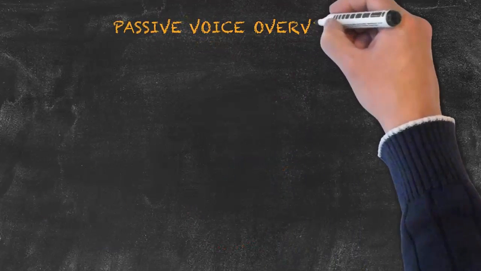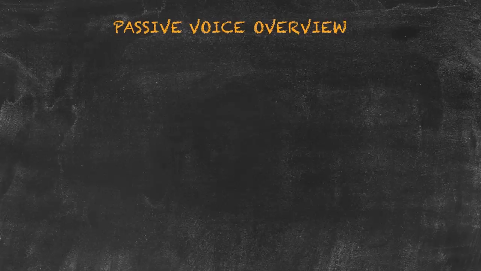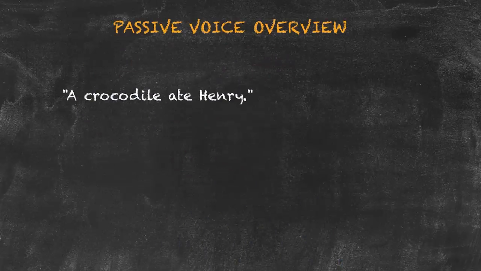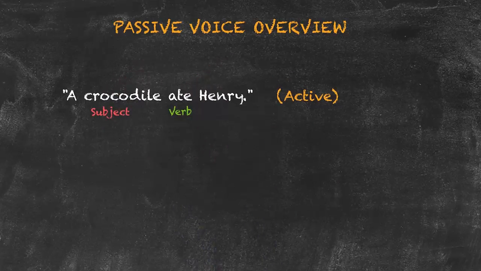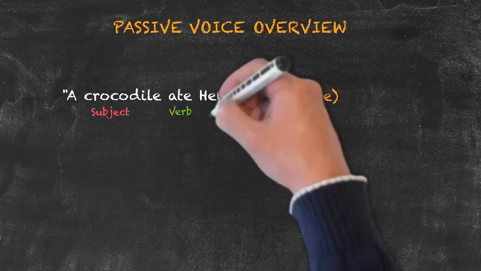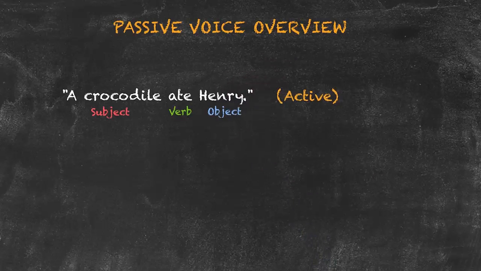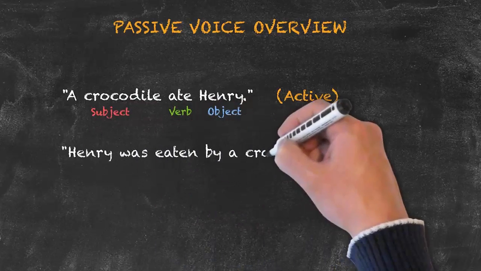To recap the passive voice, we can see in our example sentence, a crocodile ate Henry, that this is the active voice. It has the order, subject, plus verb, plus object. Crocodile being the subject, the verb in the past tense, ate, and then Henry as the object. This is the active voice. This sentence can also be expressed in the passive voice, as we can see here. Henry was eaten by a crocodile.